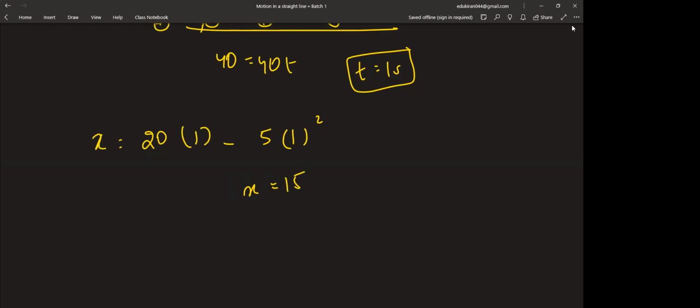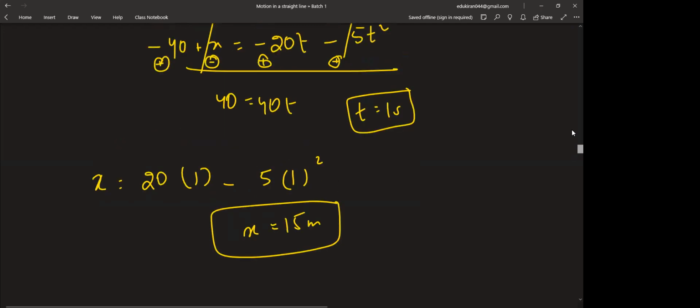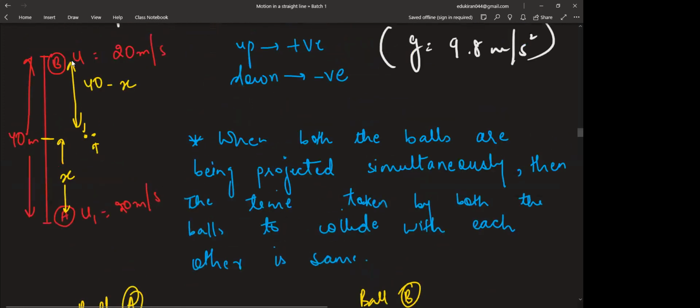Now look, Alina, in this question, a ball B is being dropped and a ball A is being thrown up. Now both of them have a separation of 40 meters. Now if the balls are colliding at a point, let's say that point is at a separation x from A and 40 minus x from B.